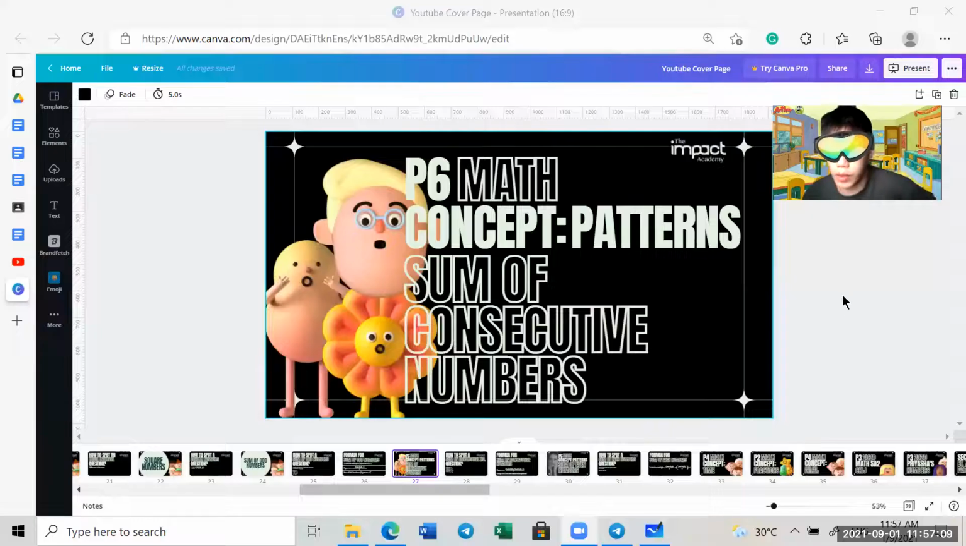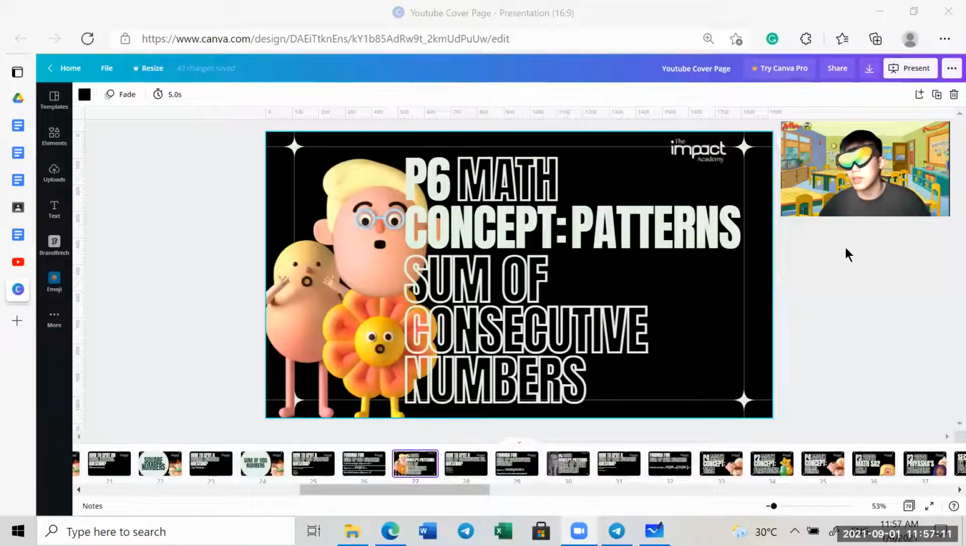Today I'm going to share with you a small concept, and we call this the sum of consecutive numbers. It's a P6 math concept in patterns. I realize that many students do not know how to approach such questions, because most of my students told me that in school they don't learn much about that. So I am going to use this video in hopes that I'll be able to help you understand better how to approach such questions.